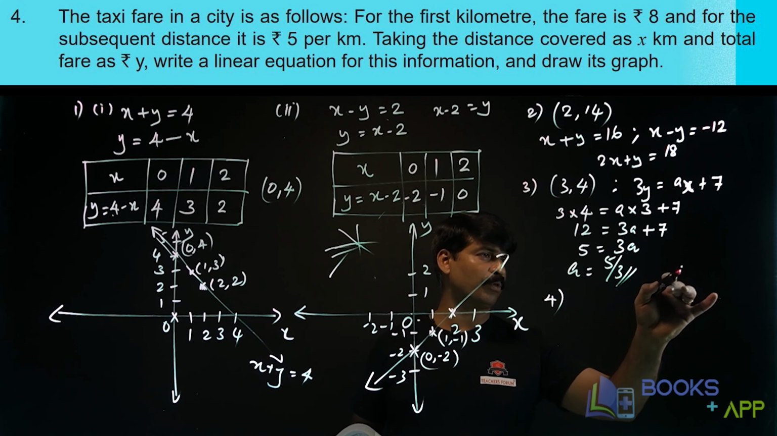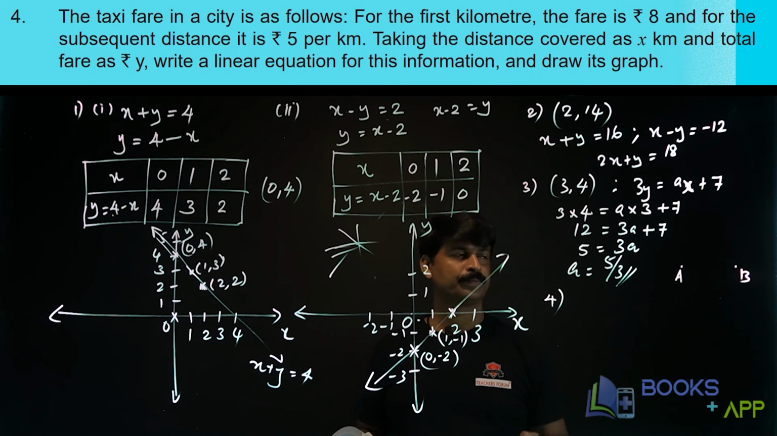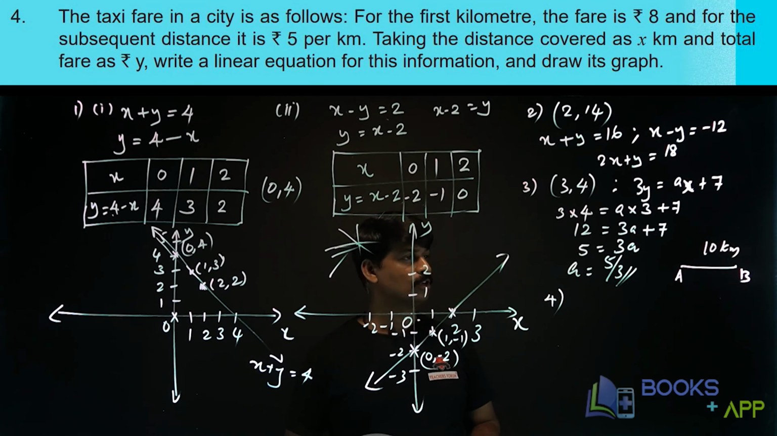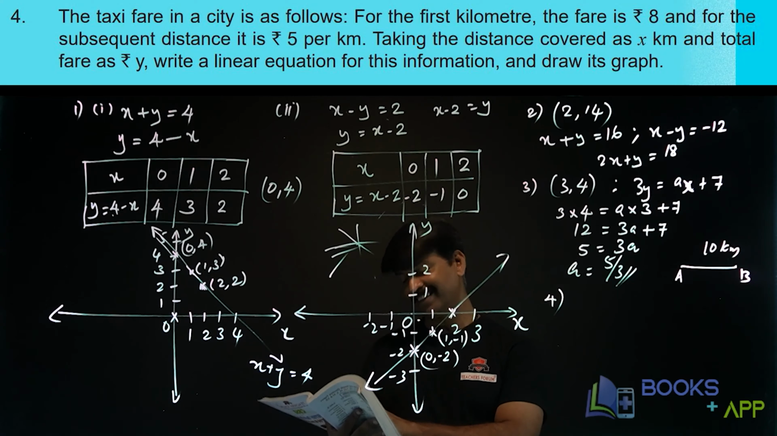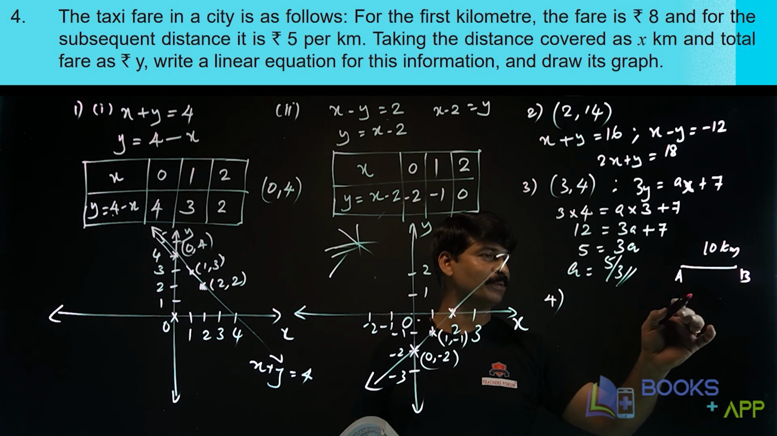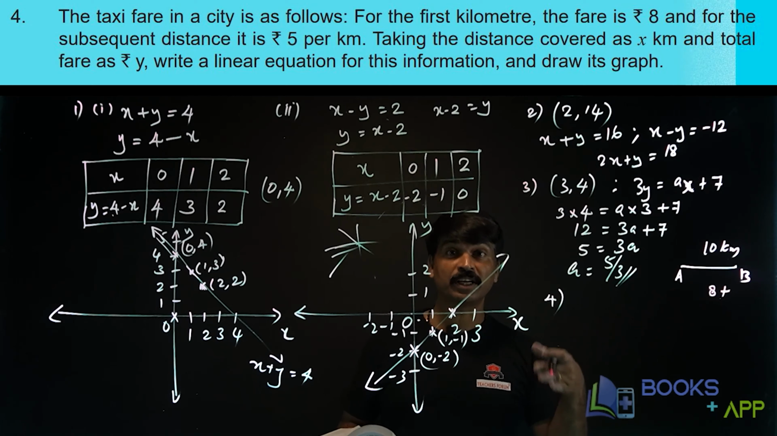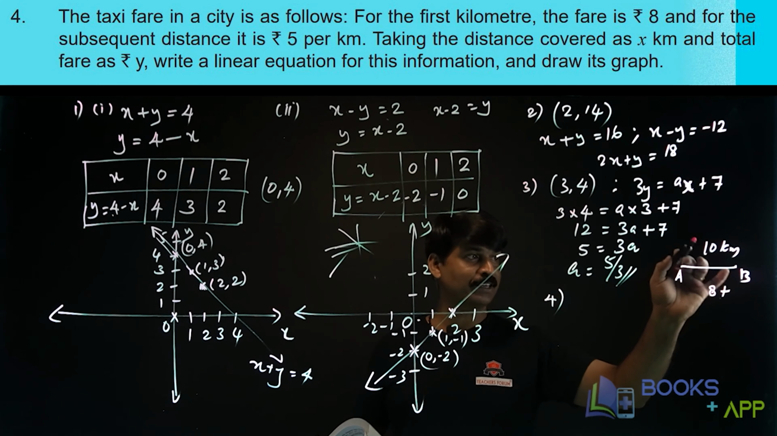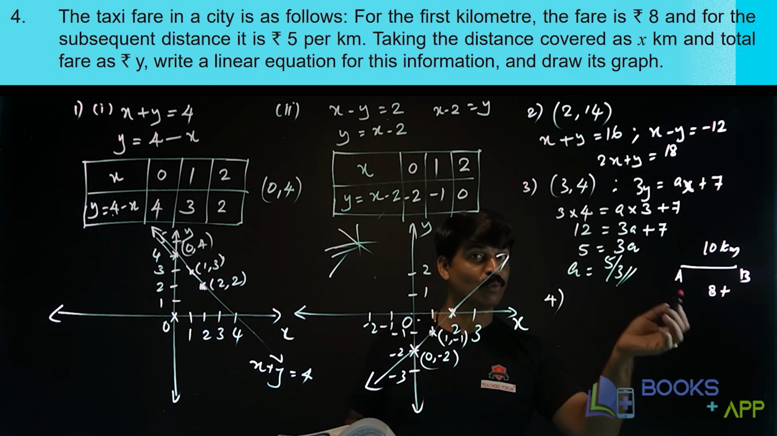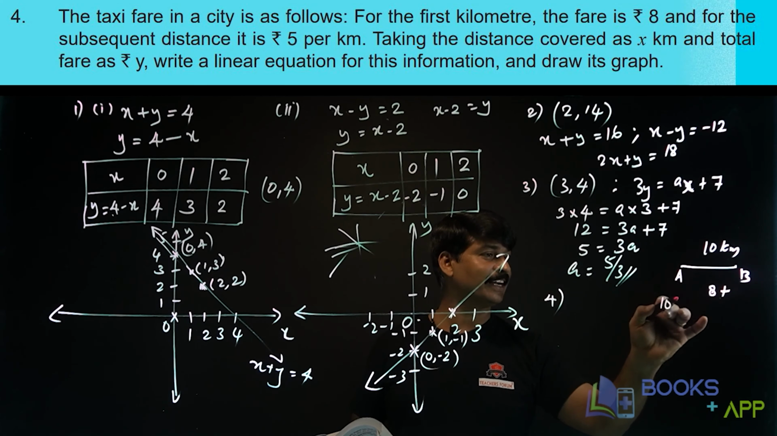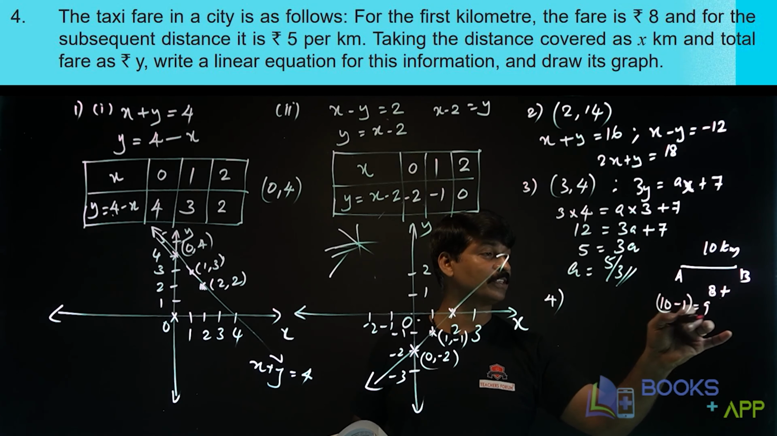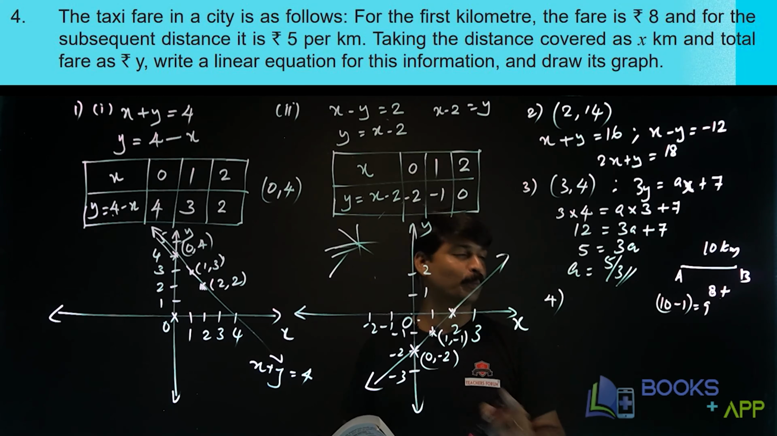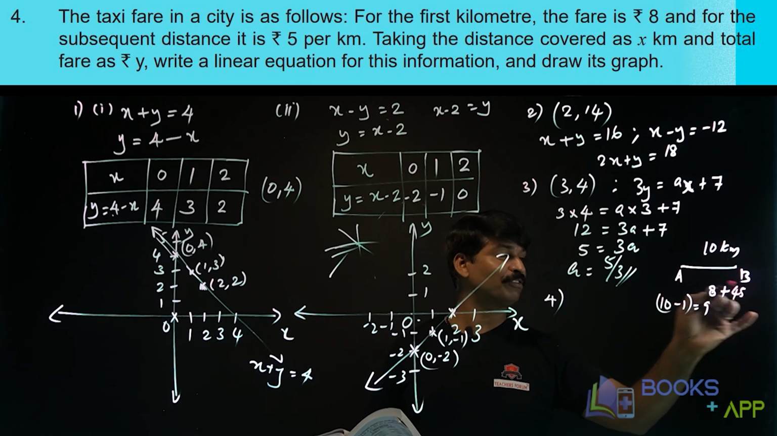Suppose you have to travel from a point A to a point B. It is 10 kilometers. For the first kilometer, you have to pay rupees 8. For the subsequent kilometers, you have to pay rupees 5 each. So out of this 10, for the first kilometer you paid 8. What is the distance remaining? 10 minus 1, that is 9 kilometers remaining. For those 9 kilometers, you have to pay 5 rupees each. So 9 5s are 45 you have to pay.